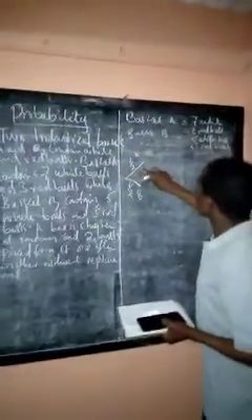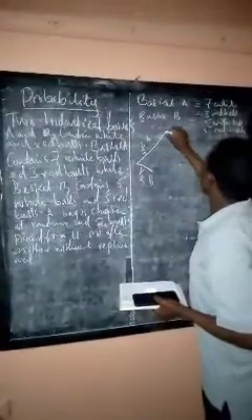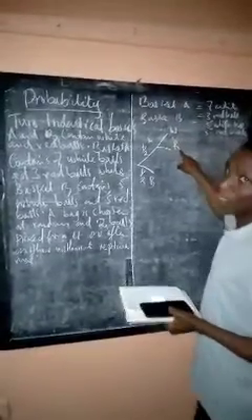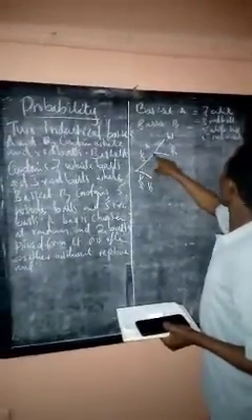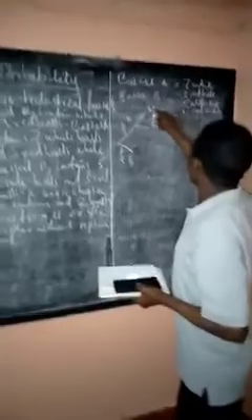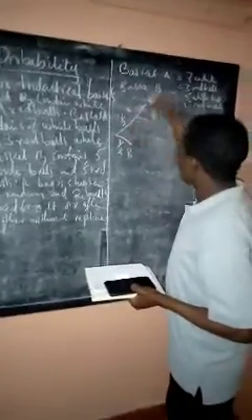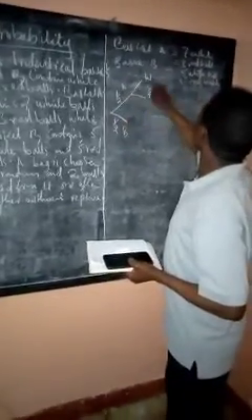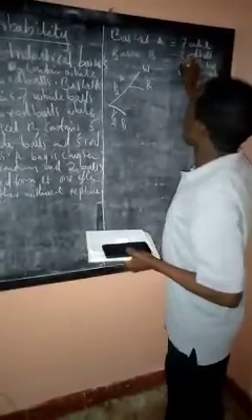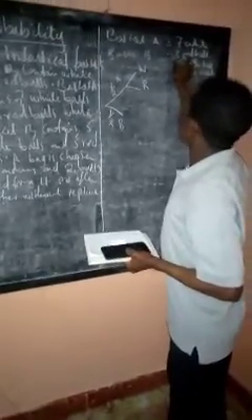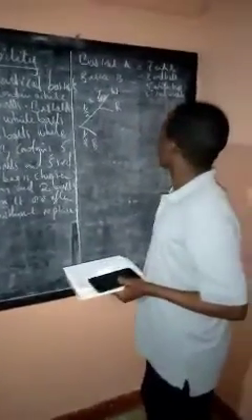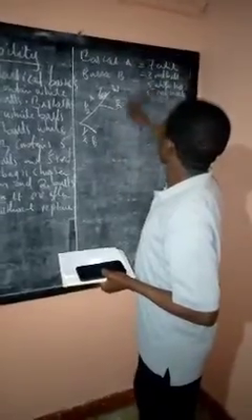Then if we choose basket A, what is the probability that we choose a white ball? We can choose either a white ball or a red ball. What is the probability of picking a white ball from basket A? We are told there are 7 white balls and the total number of balls is 10, so this will be 7/10. What is the probability of picking a red ball from basket A?